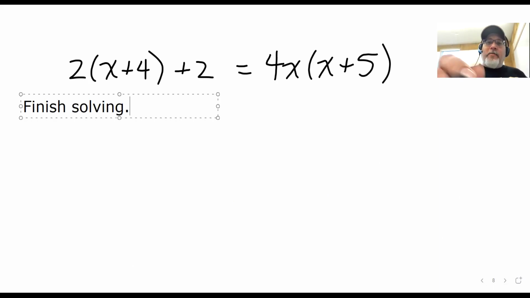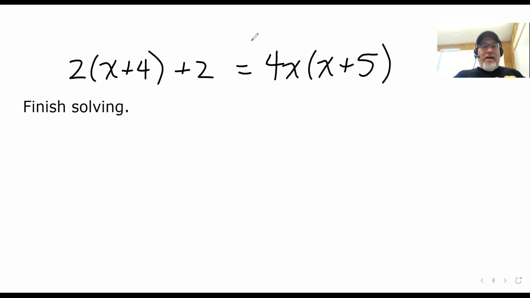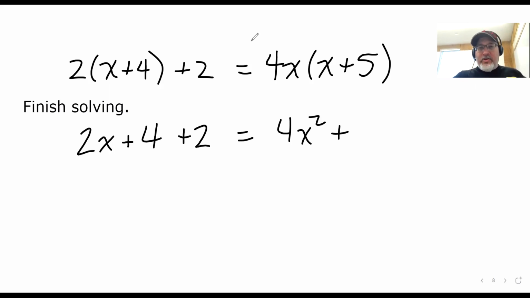Now, finish solving may invoke something different depending upon the type of equation that you have. Right now, there's parentheses that need to be dealt with. I can fix that by distributing. On the first parentheses, I'll get 2x plus 4, and there's still a plus 2 there, equals. And on the right side, I'm going to get 4x squared plus 20x, I believe. Is that right? Yeah, that looks right, except something's not adding up here.